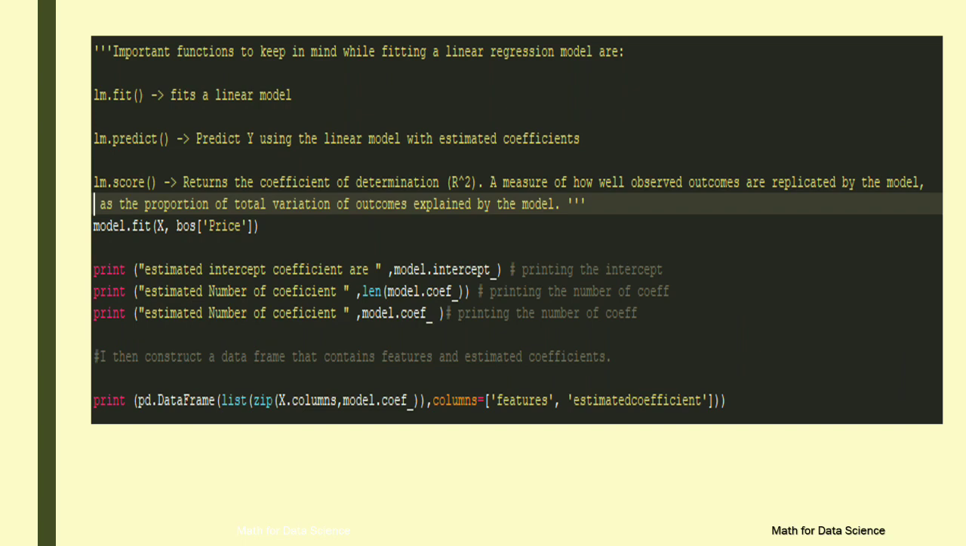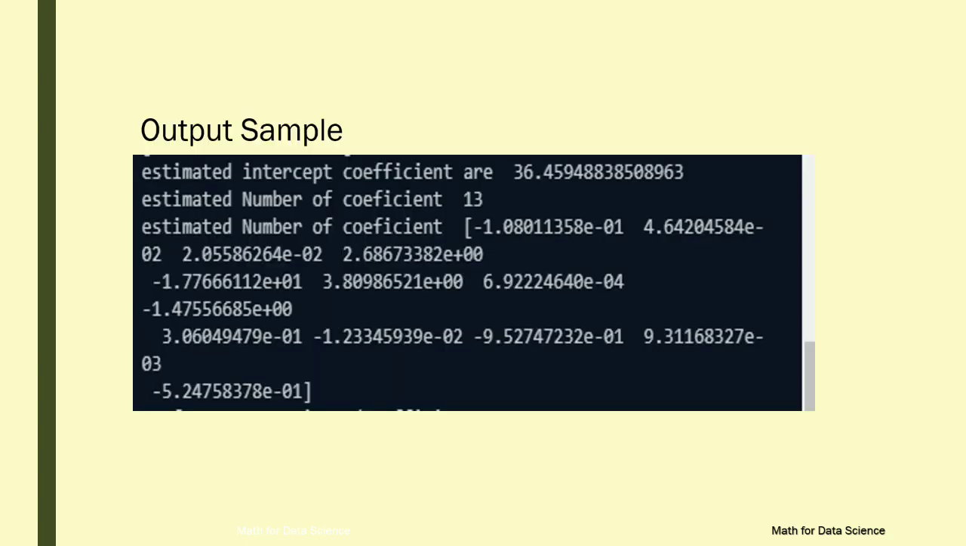I'm converting this into a data frame so that whenever we are printing it, it becomes easy for the end user to see it. This is the type of the output that you can see. Estimated intercept coefficient is 36.45. Estimated number of coefficients is 13.